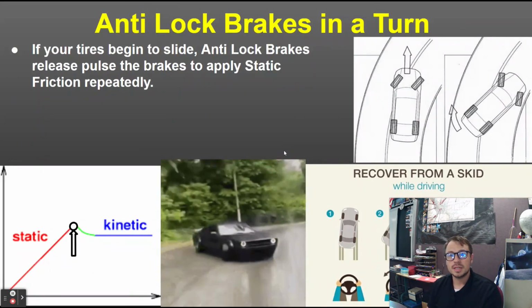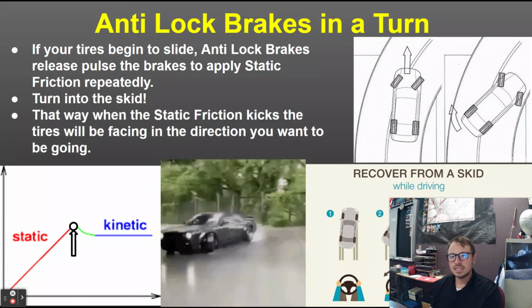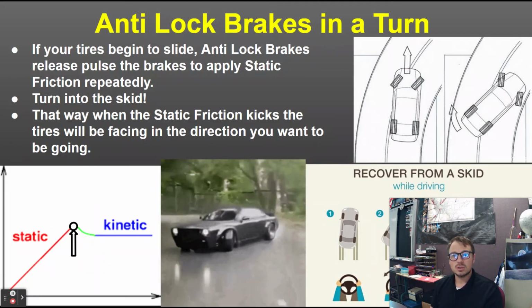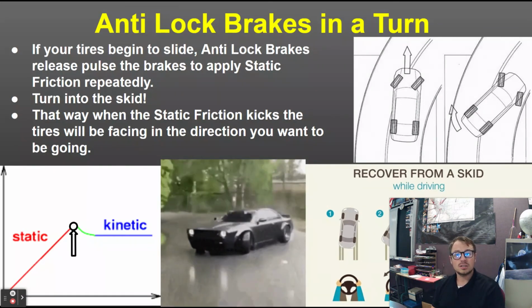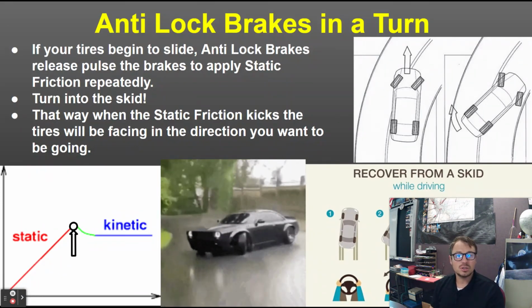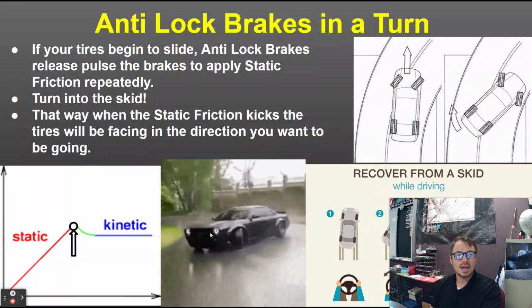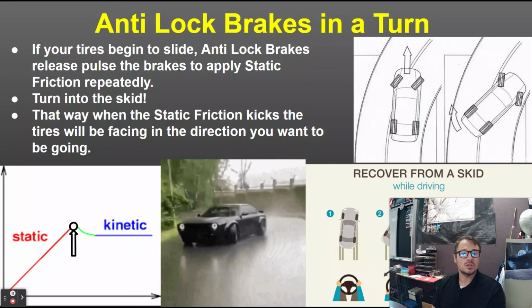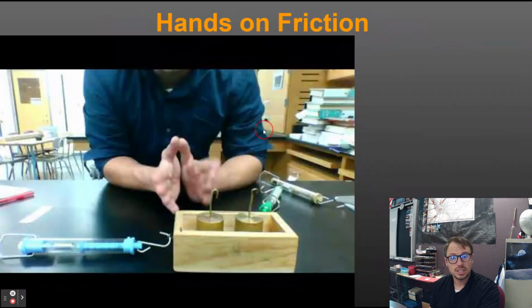So turn into the skid. That way, when that static friction kicks in, the tires will be facing the direction you want to be going. So if your back end starts to turn to the left, you want to turn your tire to the left. And as you can see here, if you're turning on a turn, this is counterintuitive. This person is in the skid, they're turning towards the back end of the car, but it is in the opposite direction of the turn. It can get a little scary, but that's what you have to do in order to get those tires facing the right direction when that static friction kicks in.